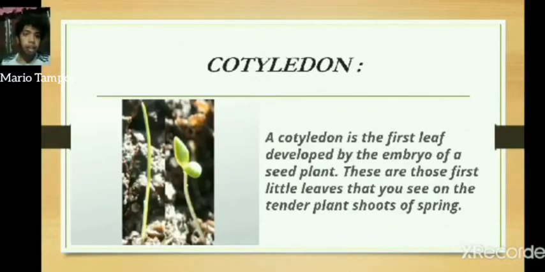Cotyledon. A cotyledon is the first leaf developed by the embryo of a seed plant. These are those first little leaves that you see on the tender plant shoots of spring. Look at the picture in the leaf side. It looks like a stick, but it's not a stick. It is called cotyledon.